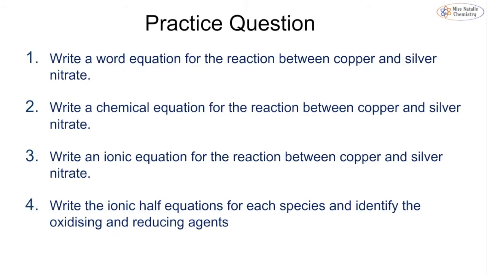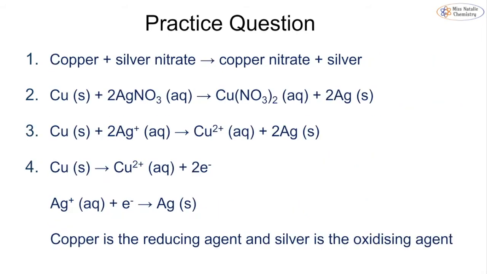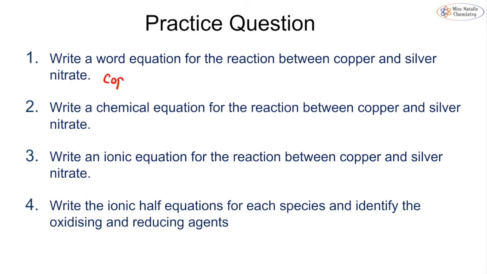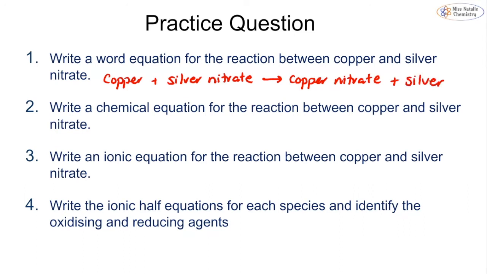So let's have a look at a reaction. So we've got a reaction between copper and silver nitrate, and we want to write this out in various different ways. So let's start off with the word equation. We're going to have copper plus silver nitrate, and this is a displacement reaction. So the copper is going to take the place of the silver. So we're going to make copper nitrate plus silver metal.